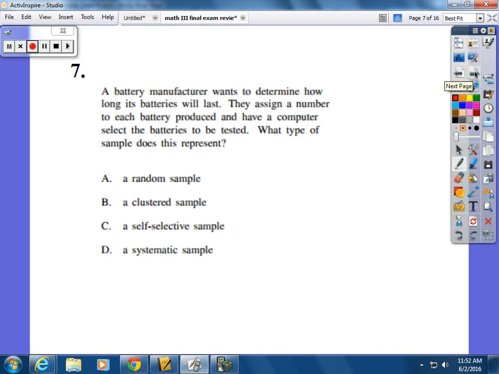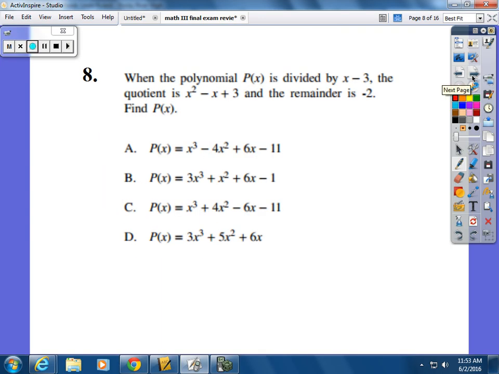Number 7, another normal distribution? Nope. A battery manufacturer wants to determine how long its batteries will last. They assign a number to each battery and have the computer select the batteries. That's a classic random sample. You assign each member of your population a number and draw one completely at random. That's a random sample.